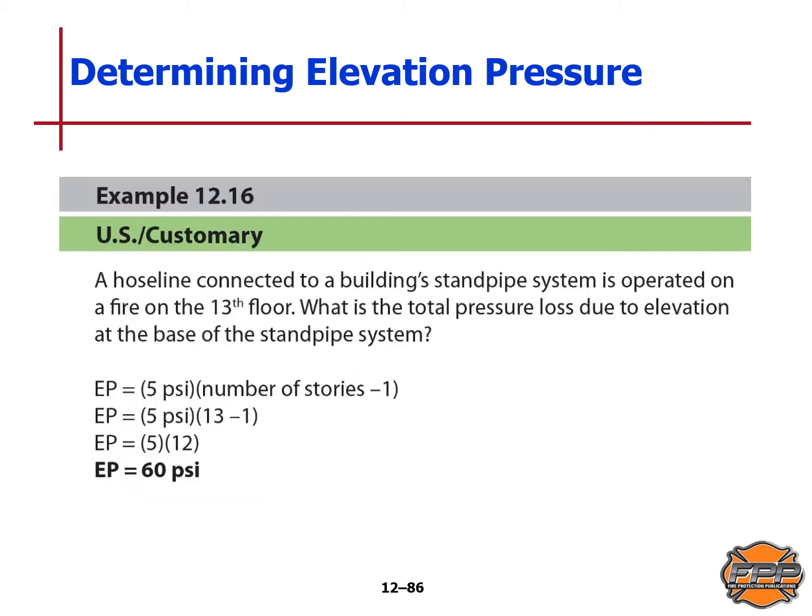A hose line connected to a building standpipe system is operated on a fire on the 13th floor. What is the total pressure loss due to elevation at the base of the standpipe system? We have elevation pressure equals 5 psi, which is your coefficient, times the number of stories minus 1. So if you extrapolate the work, you get elevation pressure equals 5 psi times 13 minus 1. So elevation pressure equals 5 times 12. So elevation pressure is 60 psi.